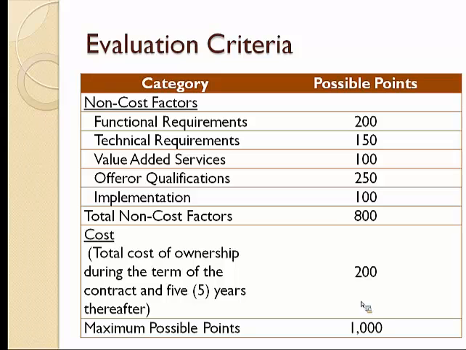Non-cost categories include functional requirements, technical requirements, value-added services, offer qualifications, and implementation. The cost of each proposal is converted to points using a formula given on page 35 and represents 20% of the total points possible.